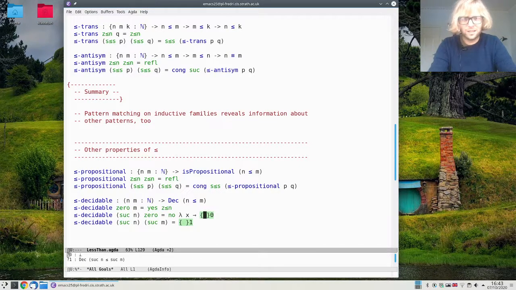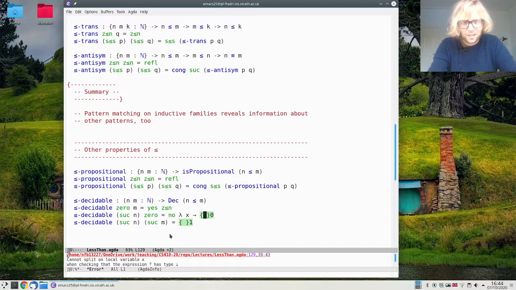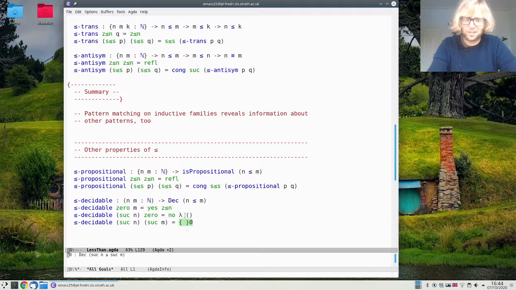Okay. And now what do I have? Here I have an x which says that suc n is smaller or equal to 0. Well, I can't pattern match on this here, but if I pattern match by hand, I'm claiming that this is impossible. There is no such x. Right, and Agda is happy about that. So here's an absurd lambda where I'm saying this argument is impossible.